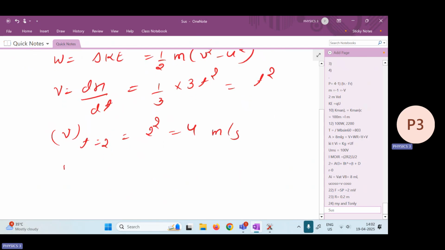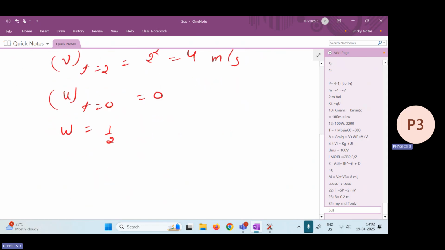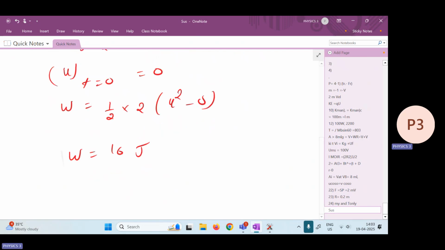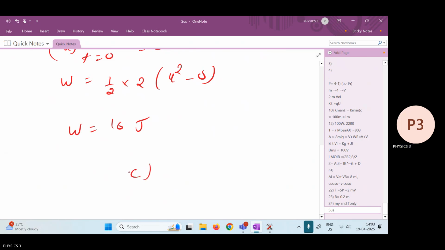And initial velocity u will be at t is equal to 0, that will be like 0. So work done comes out to be half m v square minus u square. So m is 2 and v square will be 4 square minus 0. So work done comes out to be 16 joule, right? So C option is absolutely true in this situation. Okay, now let's go to the next question, the 26th question.